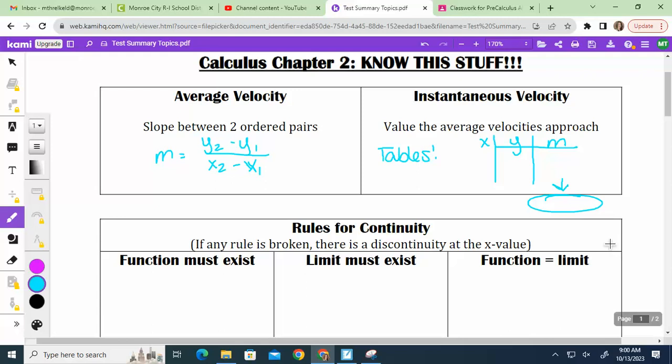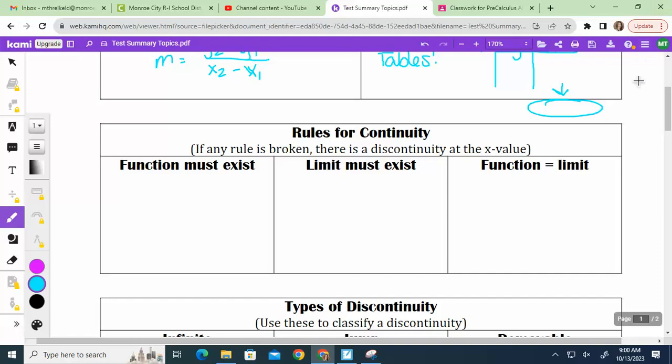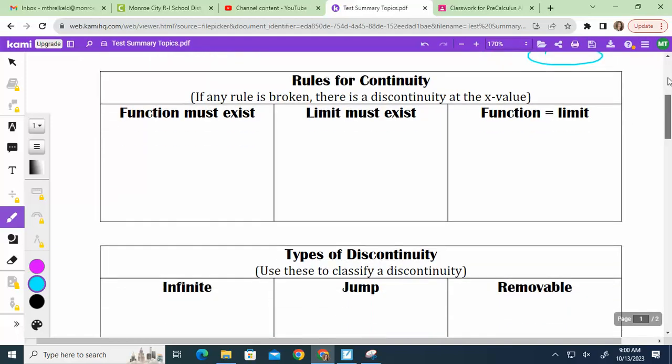Then we went into continuity. We know that if we break one of the rules of continuity, we have a discontinuity at that given x value. If I'm asking you where something is continuous, I might say, which rule is broken? So you have to tell me one of these three rules, not just there's a break in the graph. Tell me based on these things.